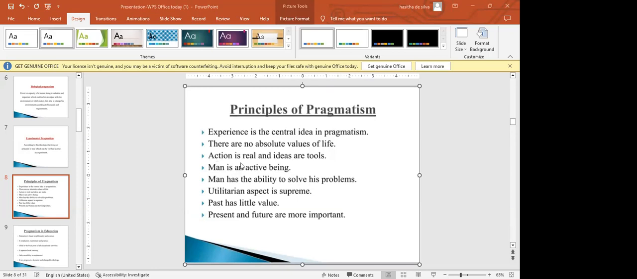Okay. Now I give the principles, two principles for each participant. Rausana: action is real and ideas are tools, and man is an active being. Then Taranga: man has the ability to solve his problem, and utilitarian aspect is supreme. Tharani, there are 2 points: past has little value, present and future are more important.